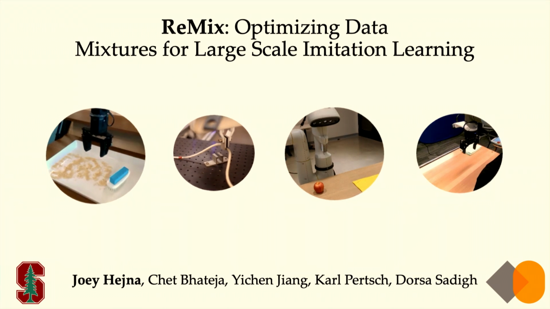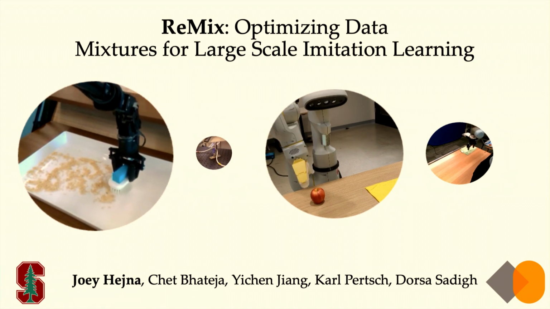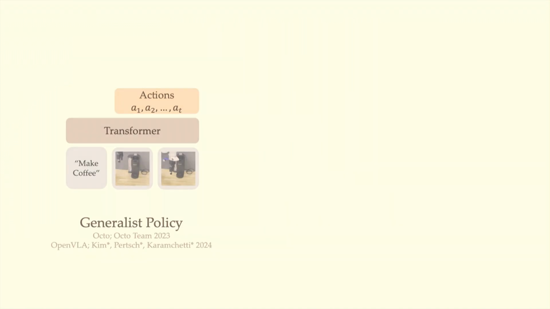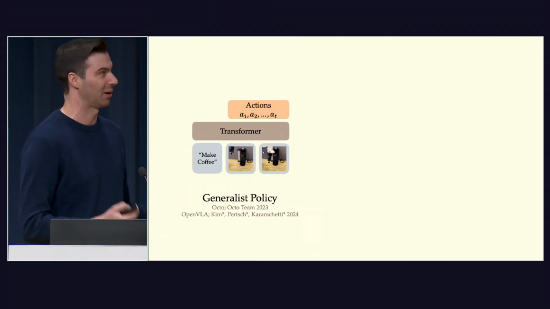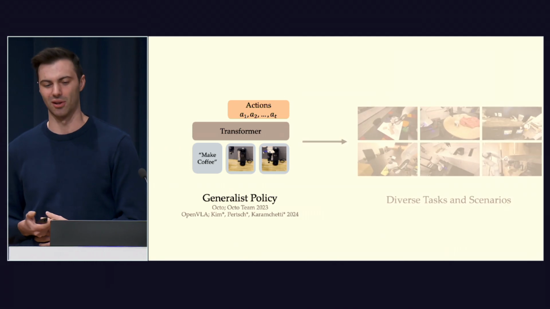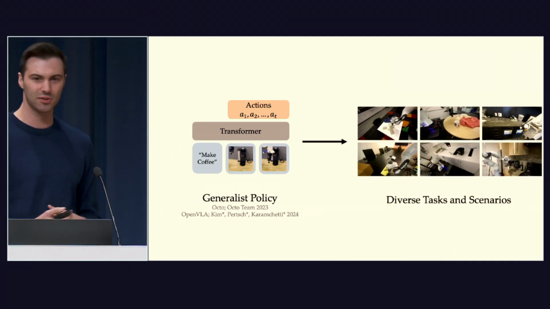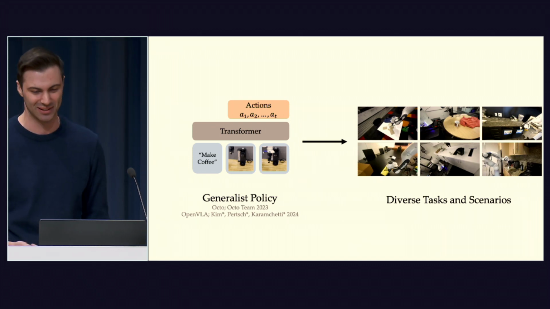Thanks. Hi, everyone. I'm Joey, and I'm here to present our work on automatically weighing data mixtures for large-scale imitation learning. There's been a lot of interest recently in training big generalist policies like Octo or OpenVLA. The hope of training these large policies is that they're going to be able to generalize well to lots of diverse tasks and scenarios because they've been trained on lots and lots of data.